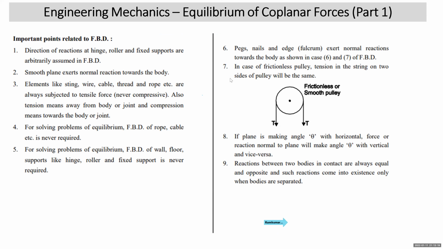Now, some of the important points which I have highlighted here, we have already discussed, but once again, I'll just touch upon them because they have their own importance. First, direction of the reactions at hinge, roller, and fixed support are arbitrarily assumed. After solving the problem, you will come to know the exact direction of the reactions. Next is that smooth planes exert normal reaction towards the body.